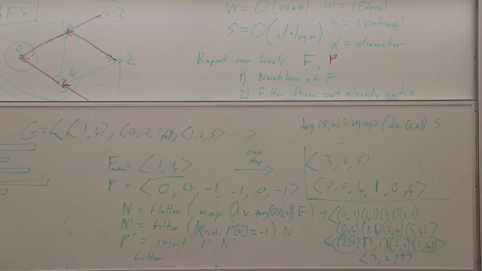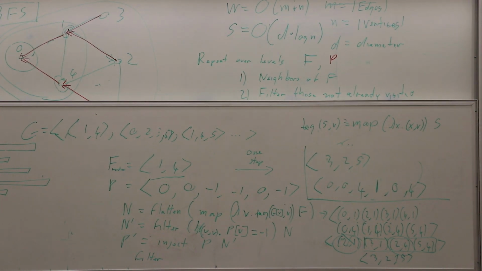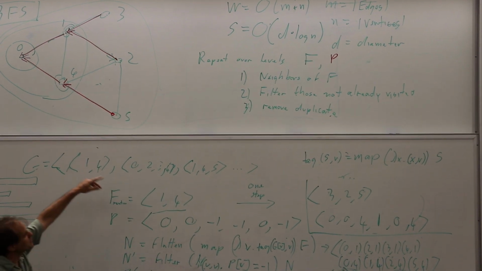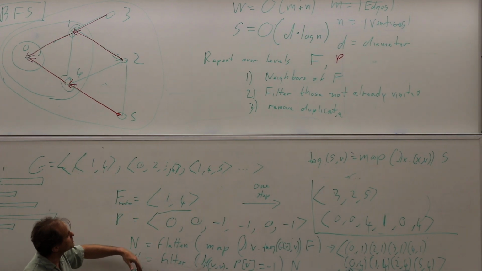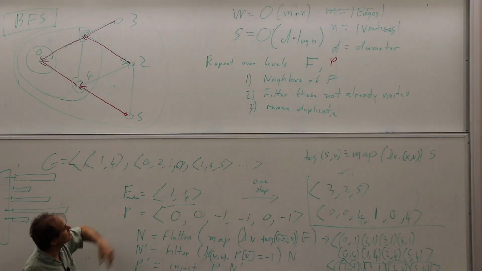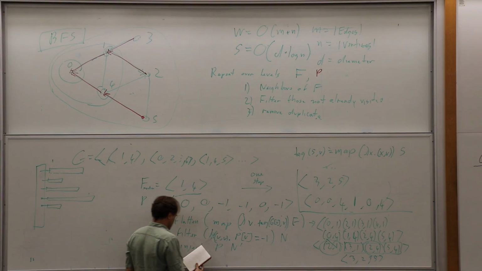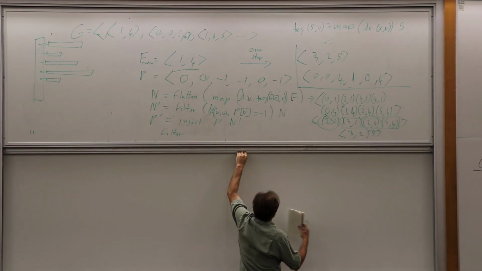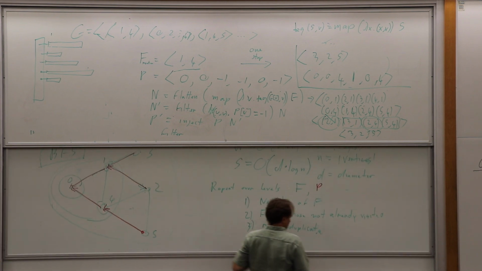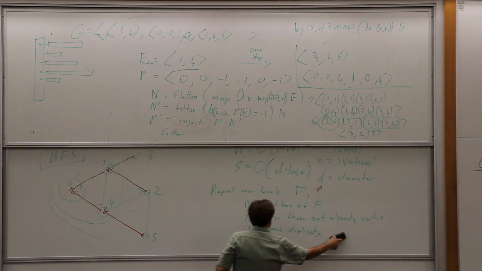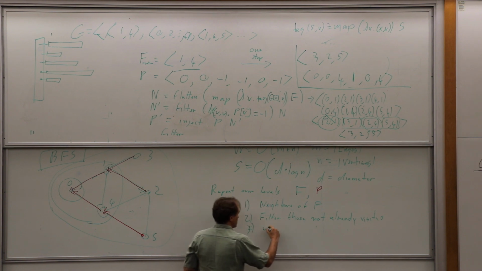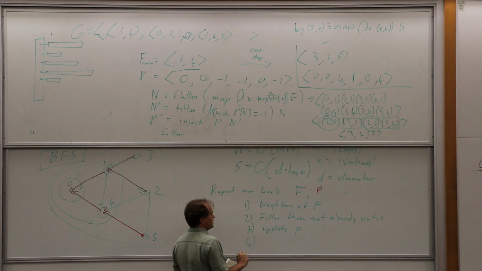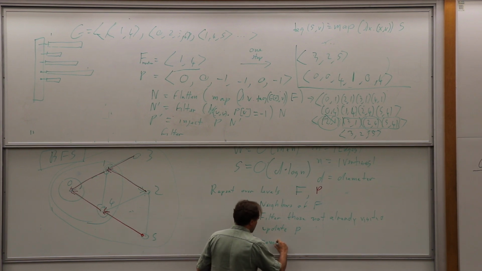And that's it. So these basically correspond into exactly the steps I've done. I find the neighbors, I filter out the ones already visited. I guess I should have added maybe in there, let me make it an exact correspondence. I should have said update P, right? There was nowhere in this high-level description did I say update P. So maybe this should be update P. And last one is remove duplicates.